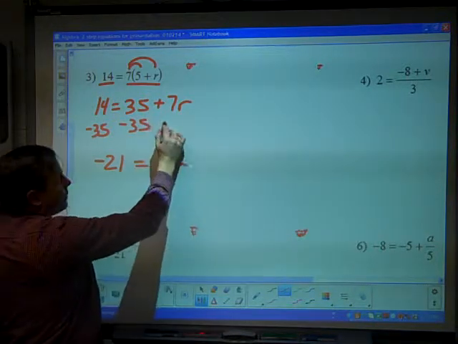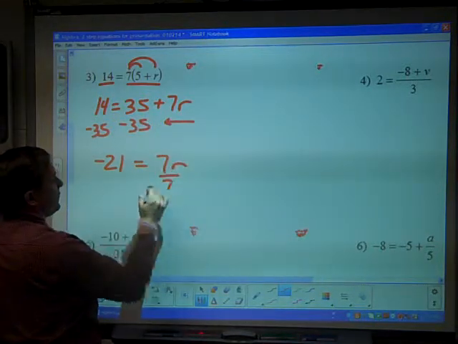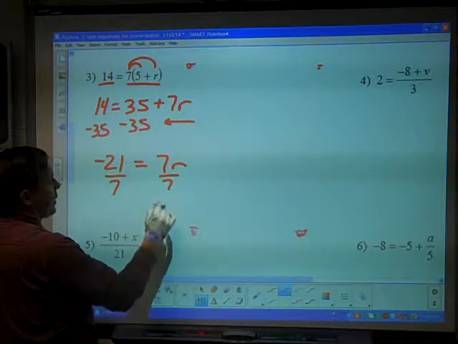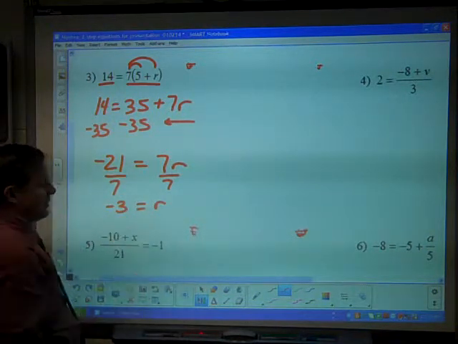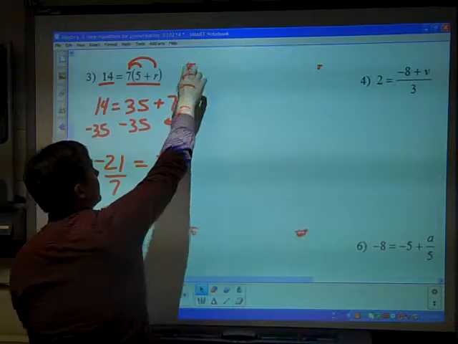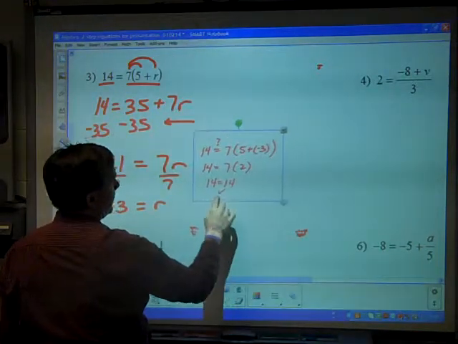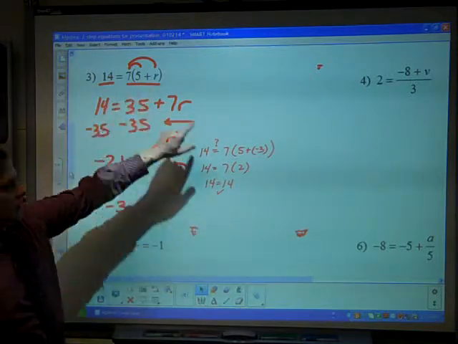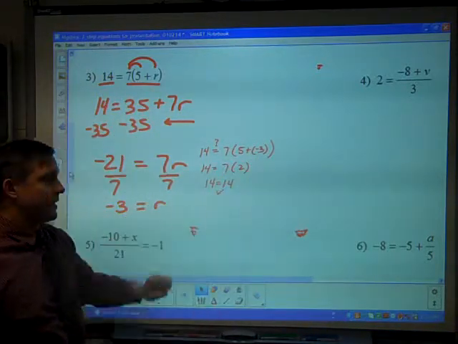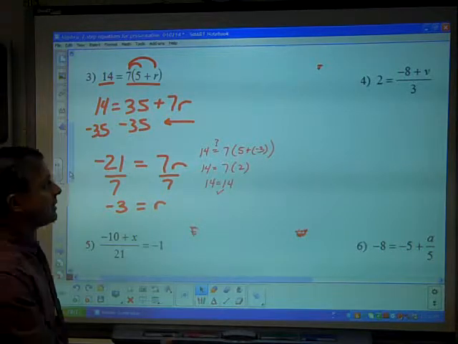So here's my first step right here. I divide both sides by 7, and I get r is equivalent to negative 3. We look at the check, and we see whether or not I did it correctly. I replace the r in the original equation, and I get 14 equals 14.